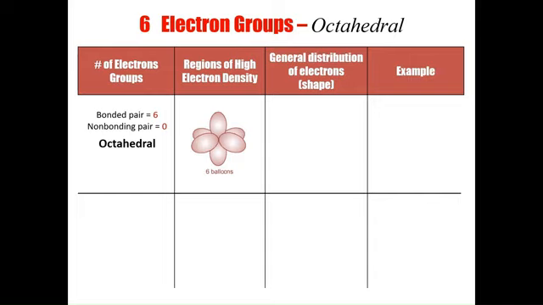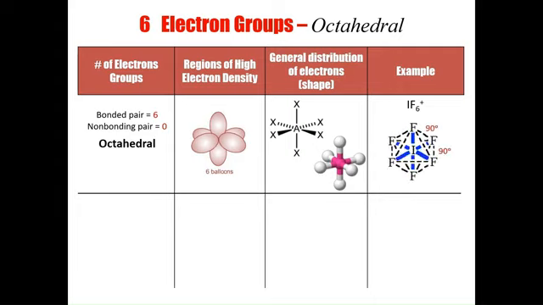This image shows the orientation of the 6 regions of electron density into this octahedral structure. The general representation of this shape is shown here. An example of an octahedral compound is the hexafluoroiodine ion. This ion has exactly 90 degrees between all of the bonding groups.